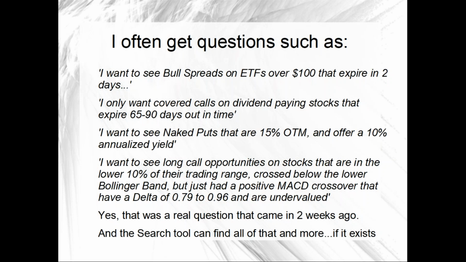Going back to the naked puts, a question that came in a few weeks ago: I want to see naked puts that are 15% out of the money and offer a 10% annualized yield. Well, no problem. We can even find maybe 10 or 15 day out options that match that. But the problem is the initial premium might not match your goals. You might want to go 30 to 60 days out to get to 15% out of the money and still get a decent premium. And that's all things you can set. And of course, I get questions such as, hey, I want to see long call opportunities on stocks that are in the lower 10% of their 52-week range, cross below the lower Bollinger Band, just had a positive MACD crossover, and have a delta of 0.79 to 0.96 and are considered undervalued. Well, that's a very specific screen. And if those exist, the search tool will find them for you.